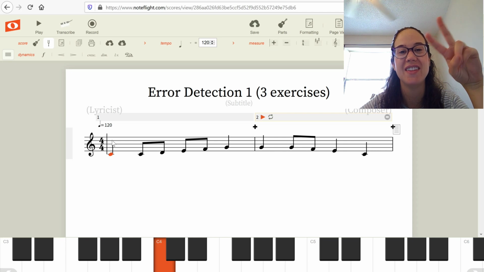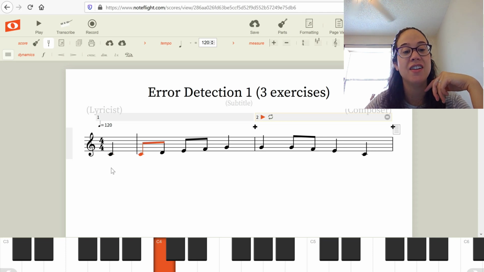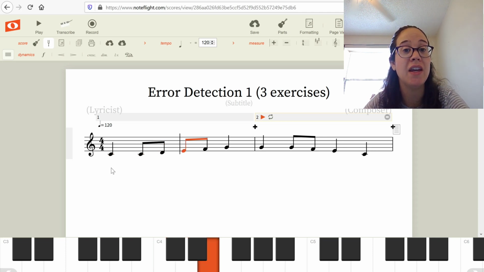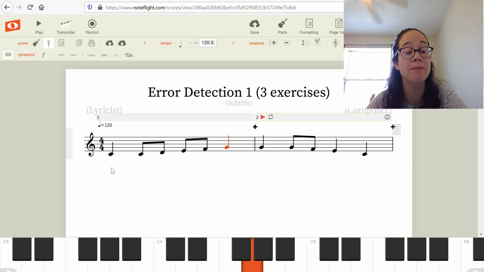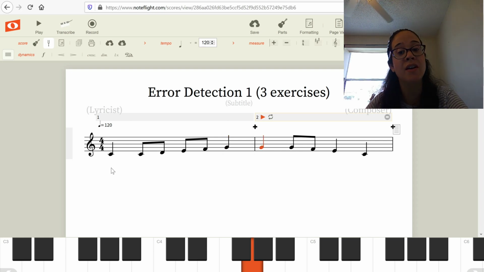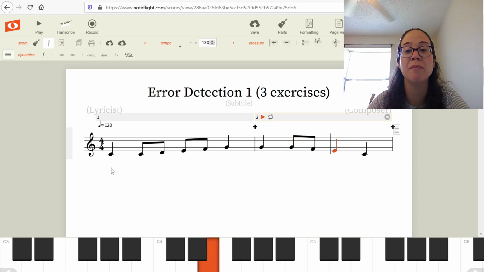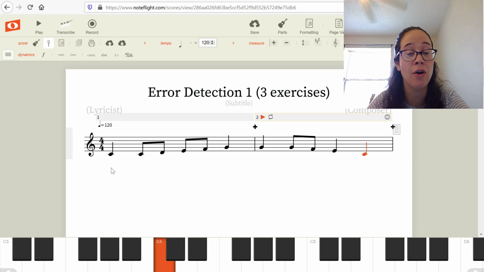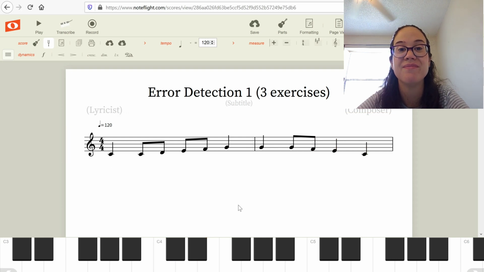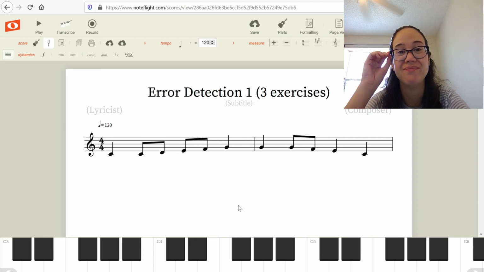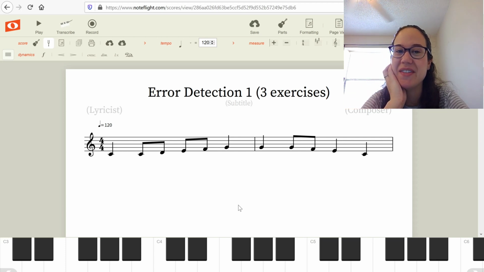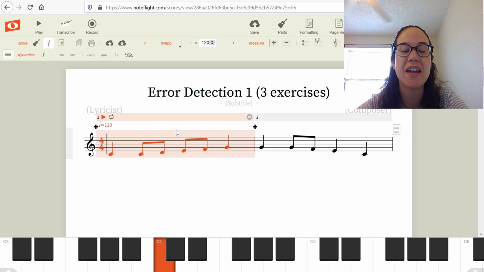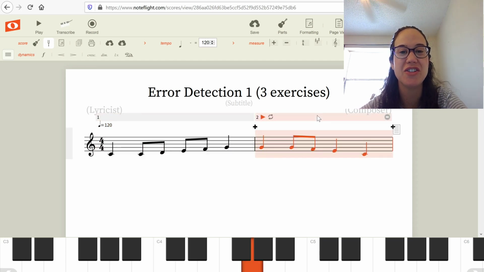1, 2, ready, listen. Do, do, re, mi, fa, sol, sol, so, fa, mi, re, do. Did you catch what I changed? Something was different. Did I change something in measure 1 or measure 2?